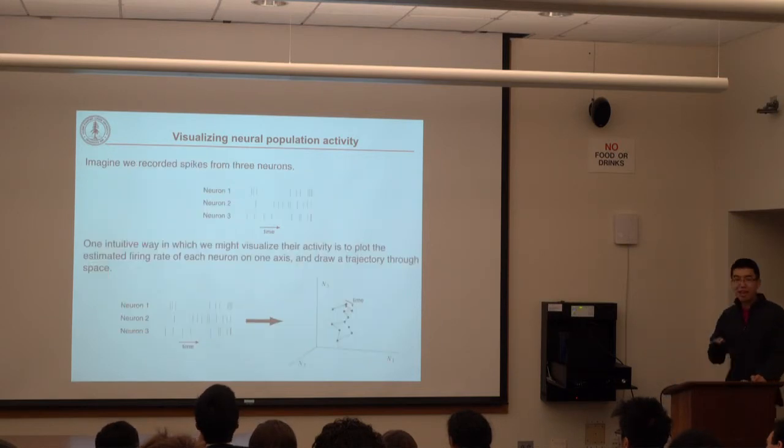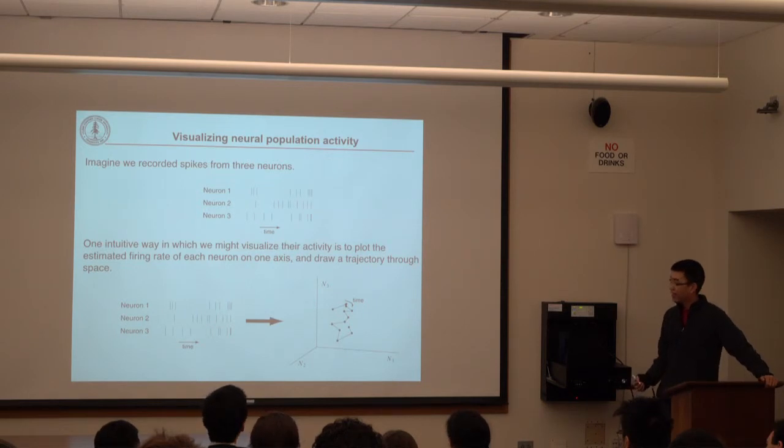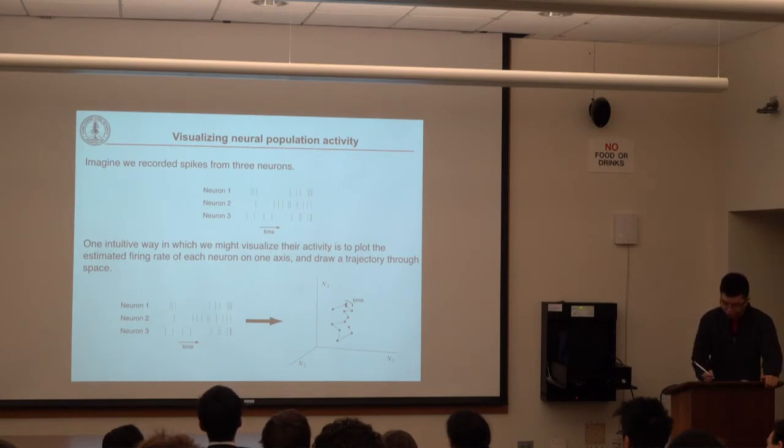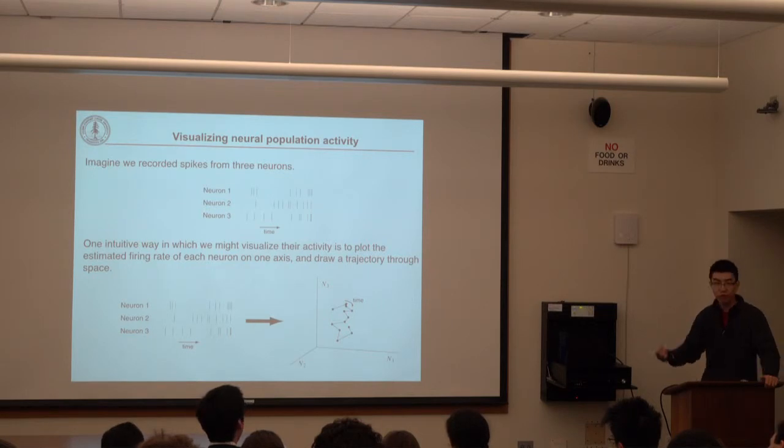Let's imagine a very simple case: we recorded spikes from just 3 neurons, so we have the spike train for neuron 1, neuron 2, and neuron 3. One intuitive way to visualize their activity is to take the binned spike counts of each of these neurons and plot them. Very concretely, in this 3D plot, I'm plotting the binned spike counts for neuron 1 on the x-axis, neuron 3 on the y-axis, and neuron 2 on the z-axis coming out of the board.